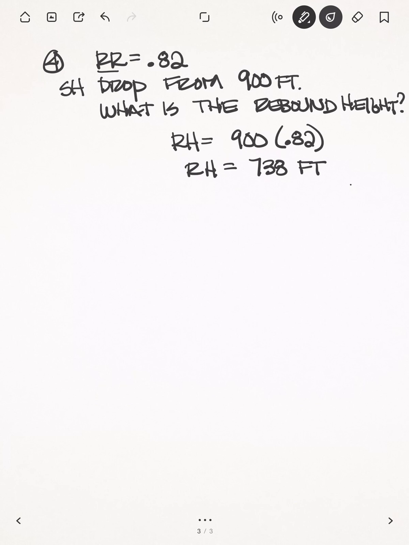So we answered the question. When our rebound ratio is 0.82, the starting height is 900, our rebound height is 738, and that is a smaller number than 900, so that makes sense.